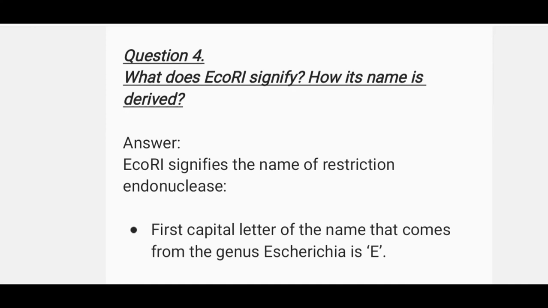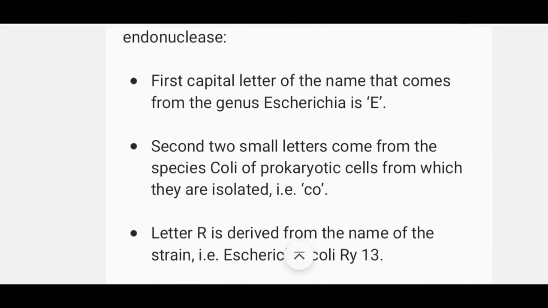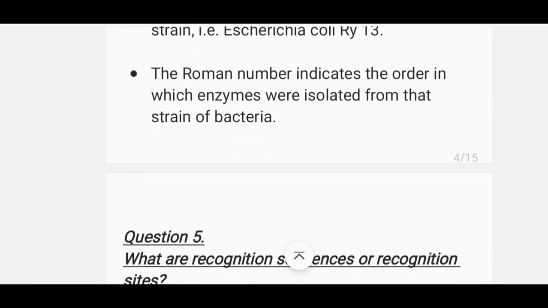Question 4. What does EcoRI signify? How is its name derived? So EcoRI signifies the name of a restriction endonuclease, and then you have to write some rules for the nomenclature.